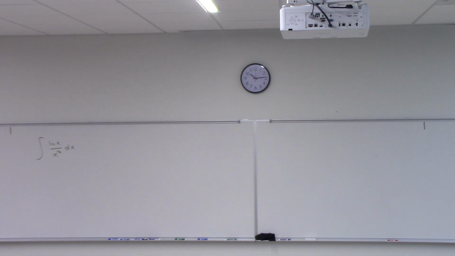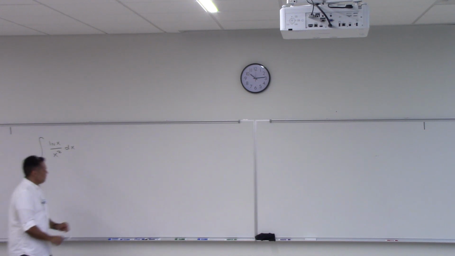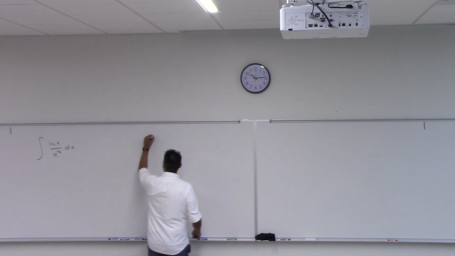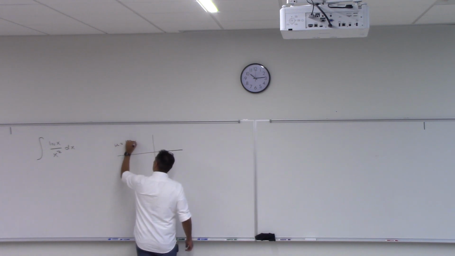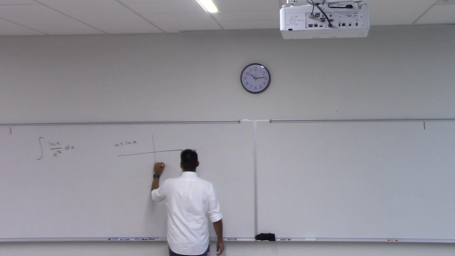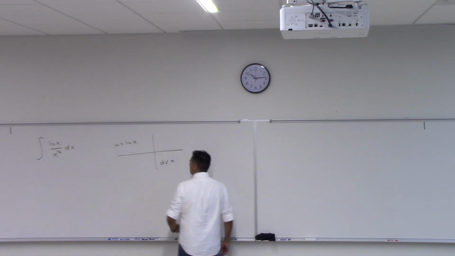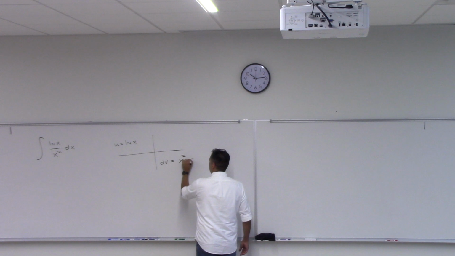Integration by parts, that means you need to pick something to be your u and something to be your dv, right? LN would be the u. You want LN to be the u? Okay, careful. This is a big mistake students make. This is what students will do. What's wrong with that?